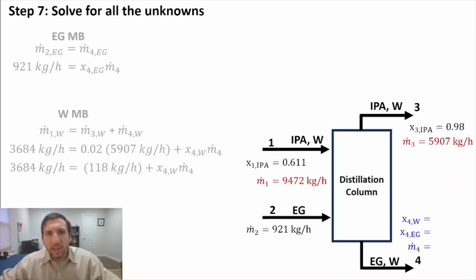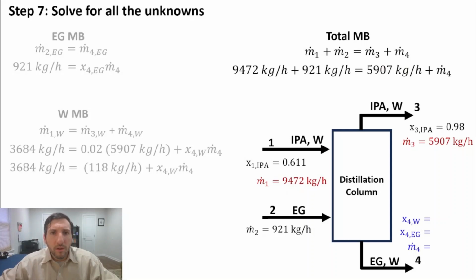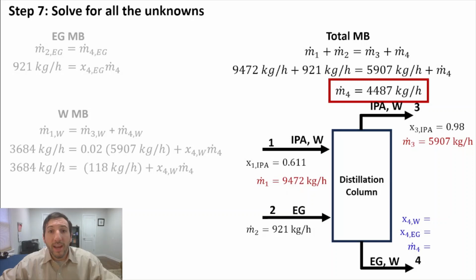So let's go look at another material balance that I haven't used yet, which is my total material balance. And it seems like, let's substitute in what we know. And what do you know? We've got everything other than M4 dot. And so if we solve for M4 dot by combining all terms, we get that M4 dot is equal to 4,487 kilograms per hour. Okay. And so looking at our process flow diagram, we've got one more piece of information, which is great.